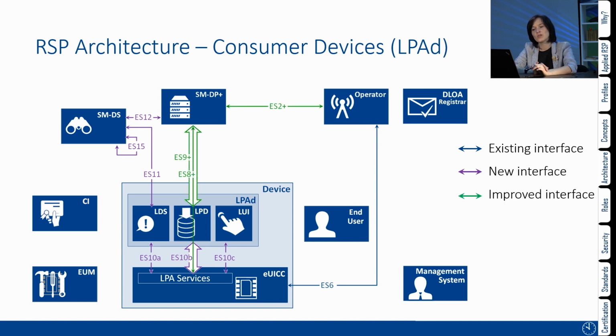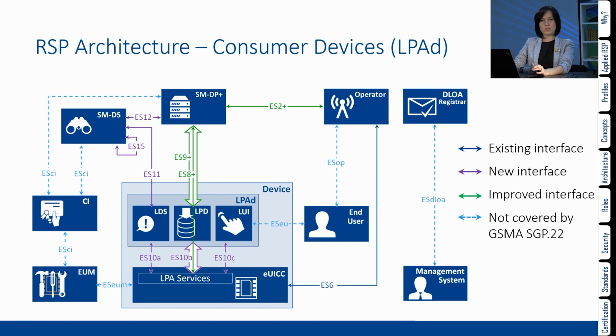And then we have also the improved interfaces, on the ES2+, ES9+, and ES8+. Interfaces which are not covered by the GSMA specifications. SGP22 is the consumer specification. Okay, let's have a short break.